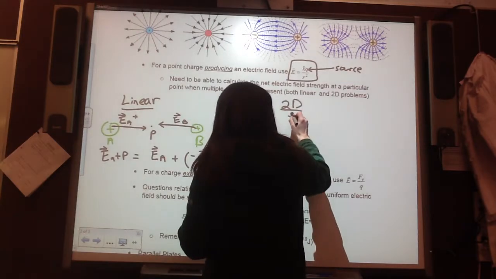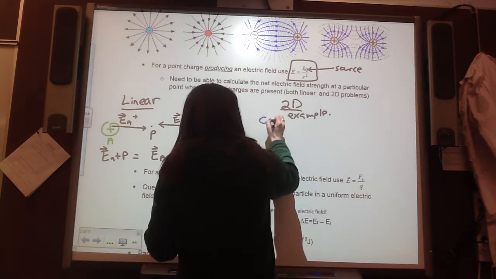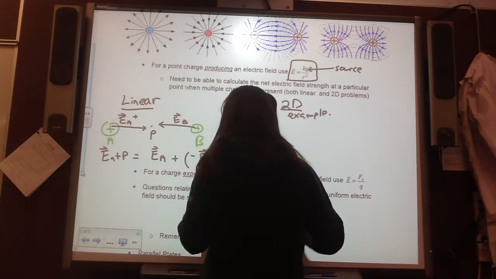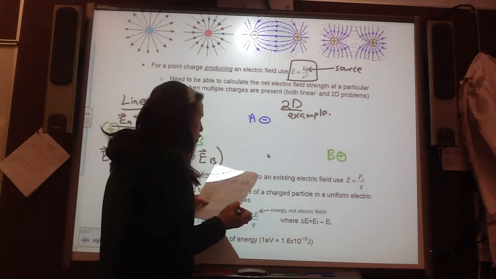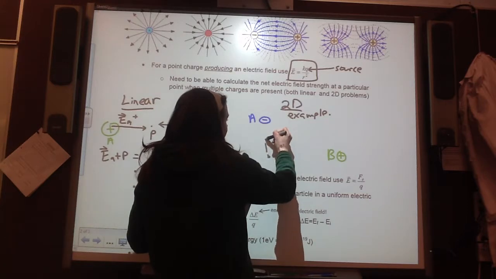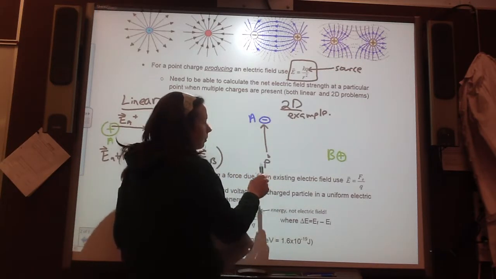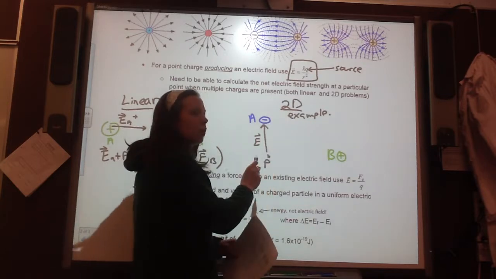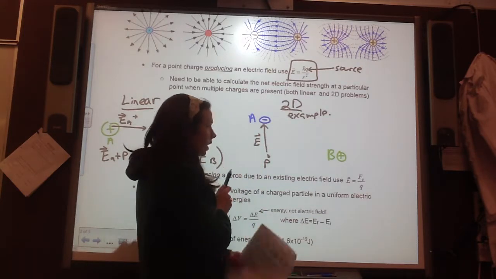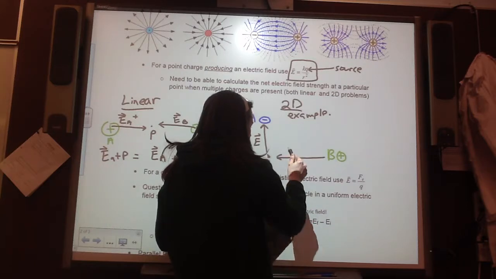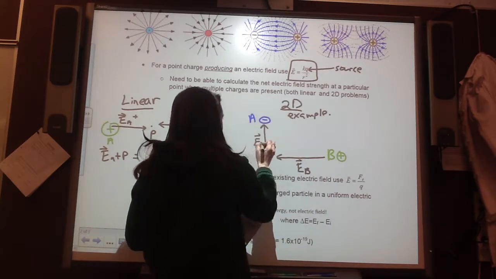Now, for an example for 2D, say we have A is up here, and B is here, and it's positive, and we're looking for point P. So, at point P, my electric field strength is going towards, or into, the negative. Not talking about force here, this is our electric field strength. So regardless of what charge P is, or even if we're told a charge of P, the electric field is still going toward the negative. And the electric field coming from B is coming toward P there. So I'll call that E of B, this is E of A.